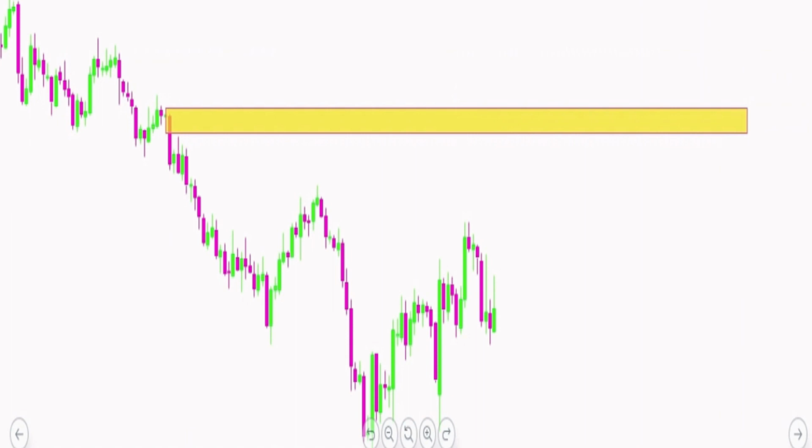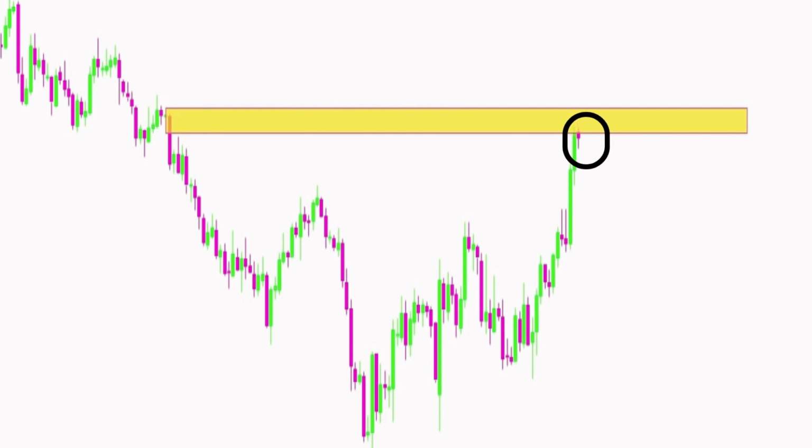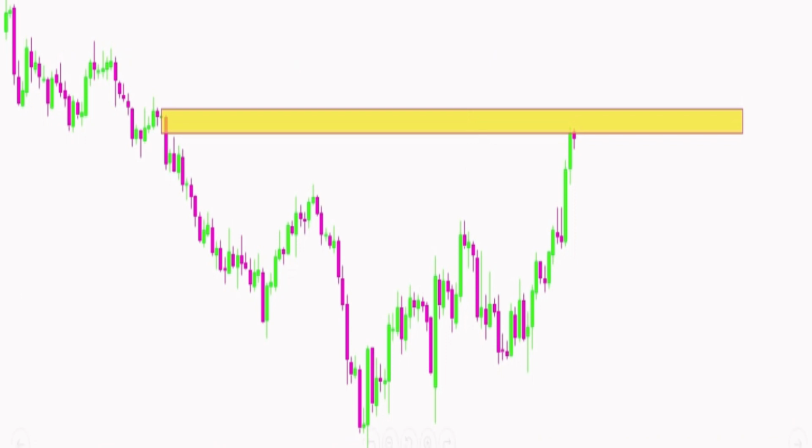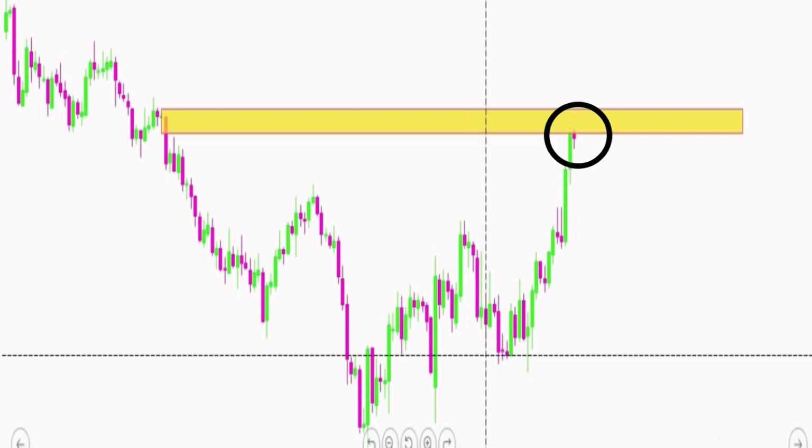Now let us wait for the market to reach this supply zone. We can see price coming back to this supply zone, and thus, a lot of traders would initiate their sell trade into the market from this point. Let us see what would happen if we would initiate our short trade from this point.